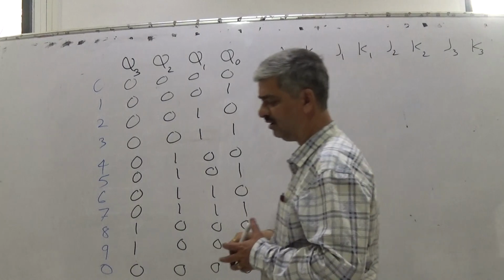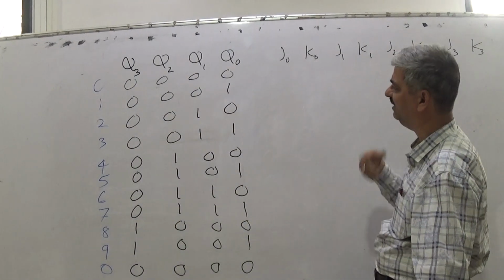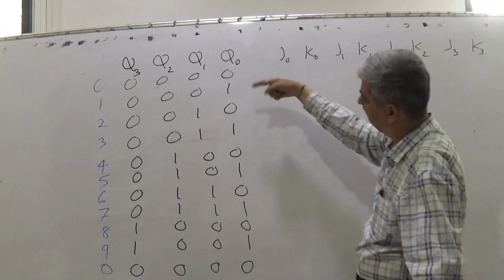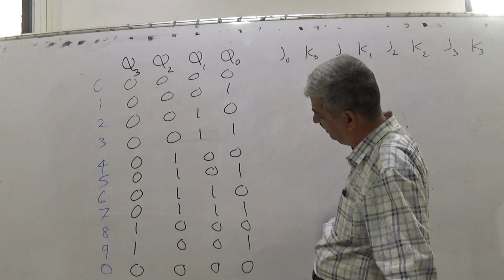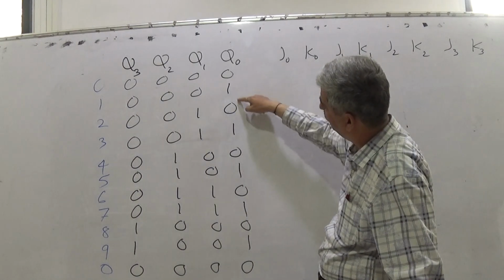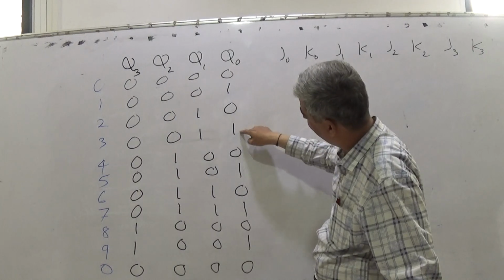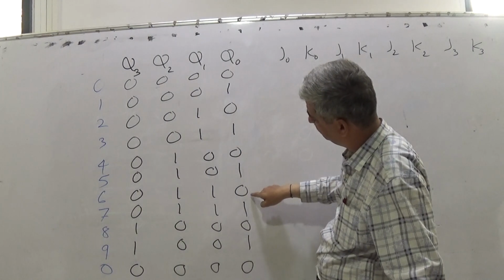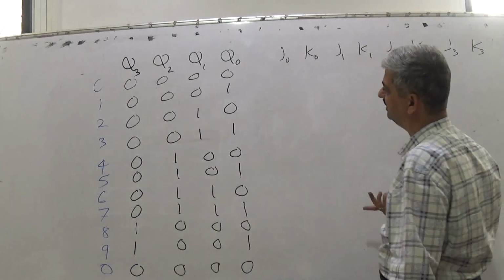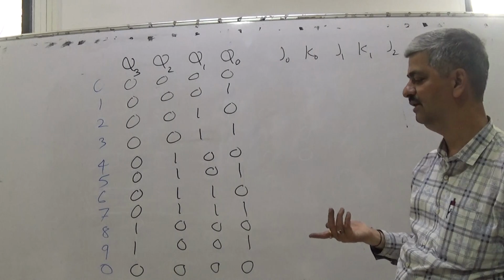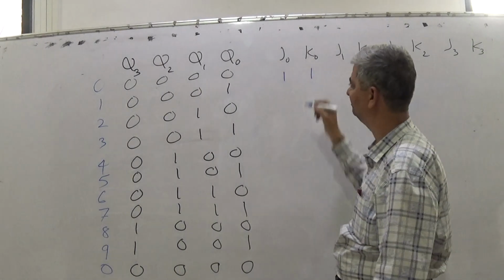So how should we go about it? There's a very simple way. Look at the changes. If you find something very simple, you can go easily. 0 1 0 1 0 1 0 1 0 1. So it is directly toggling always. So you can write J0 K0 as 1, 1.